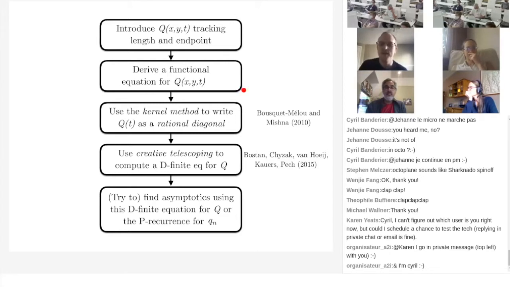And so, there's this great paper by Mireille and Marni Mishna where they do this very systematically for these walks in the quadrant, and they classify when you get these D-finite generating functions. Now, if you have this rational diagonal, as Alin described in his talk this morning, you can compute an annihilating differential equation using tools from computer algebra, so it's creative telescoping methods.